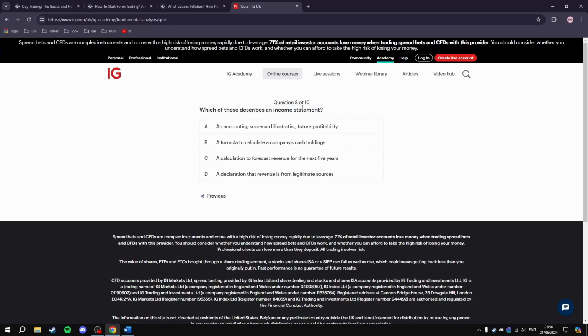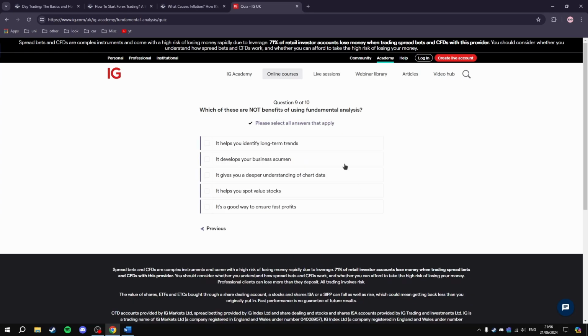Which of these describes an income statement? Accounting scorecard illustrating future profitability. Formula to calculate a company's cash holdings. Calculation to forecast revenue for the next 5 years. Declaration that revenue is from legitimate sources. I think it's the first one. Accounting scorecard illustrating future profitability.